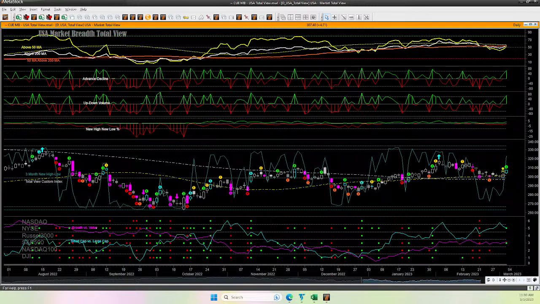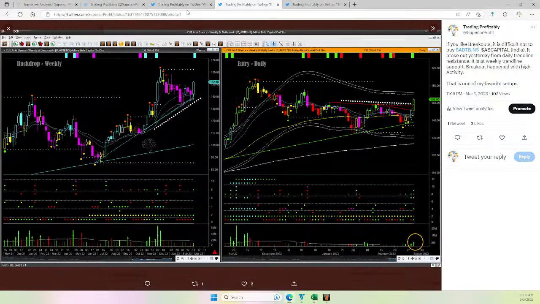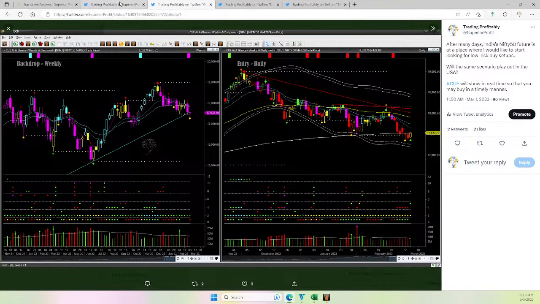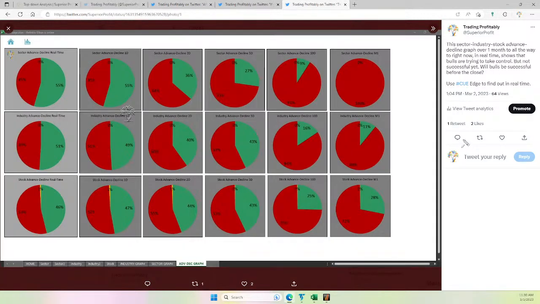Now I did tweet something about the USA market also. This one, on 2nd March, that is Thursday. See, 2nd March, 1 p.m. New York time, I shared the Q Edge snapshot that shows the sector industry stock advance decline from 1 month to 1 day, and because it was during market hours, 1 p.m. New York time EST, the real-time column was also filled.